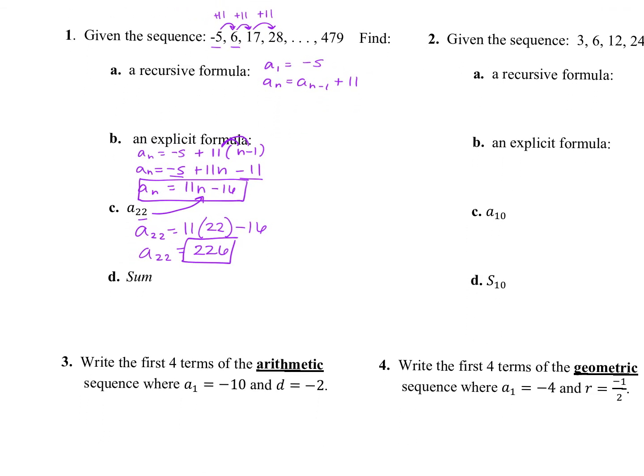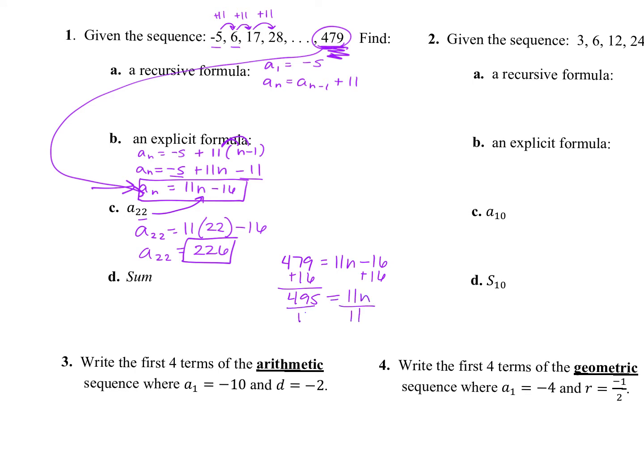Okay. Then it asks us to find the sum of this series. And we already have our explicit formula. And we know our last term up here is that 479. So that 479 goes right here in the formula. So we're going to say 479 equals 11n minus 16. So add 16 to both sides, and you get 495 equals 11n, and then divide by 11. So n comes out to 45. Okay, so that's our n.